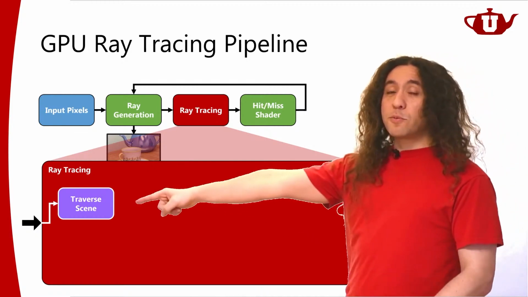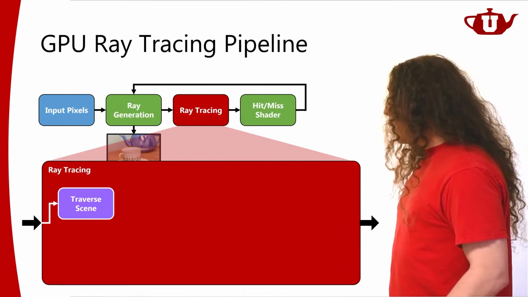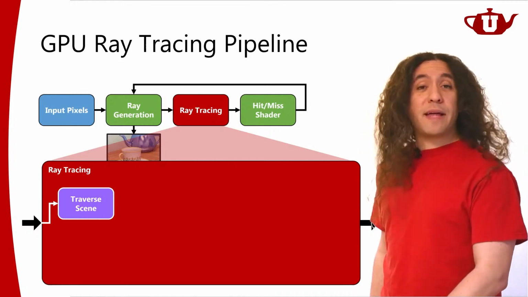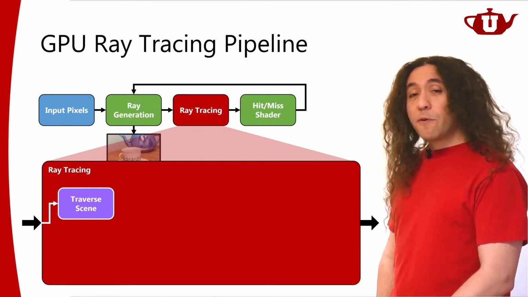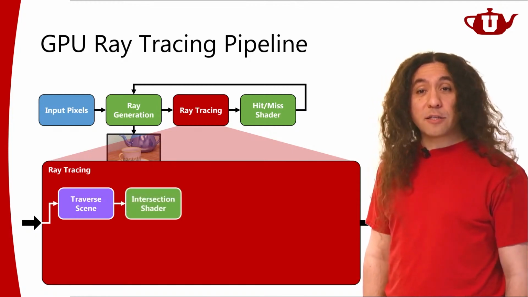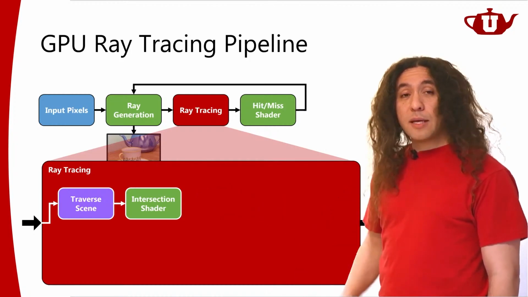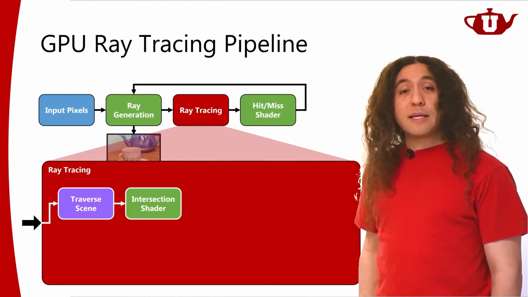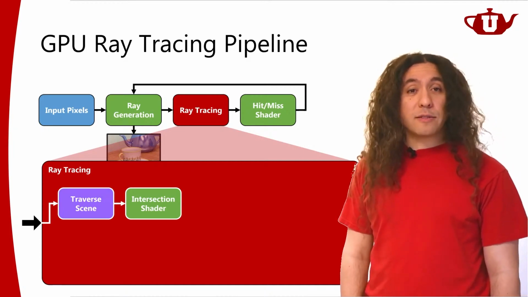So it is going to traverse our scene, and then it's going to check and see if that ray hits any of our scene primitives. Now for that, we're going to be using programmable intersection shaders. The reason for having an intersection shader here and making it programmable is that we can use any type of primitive that we want.